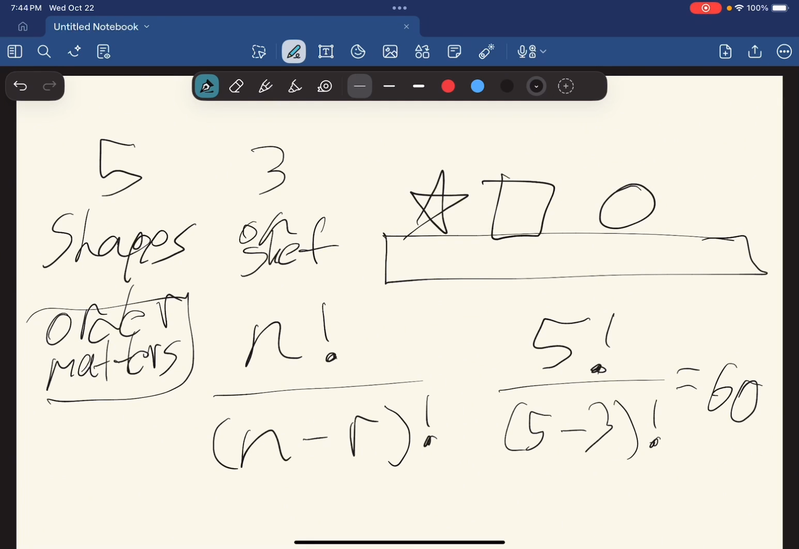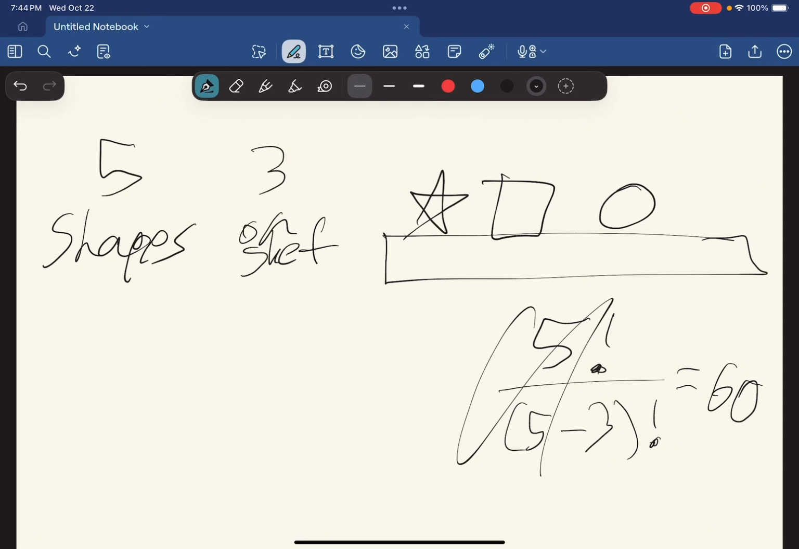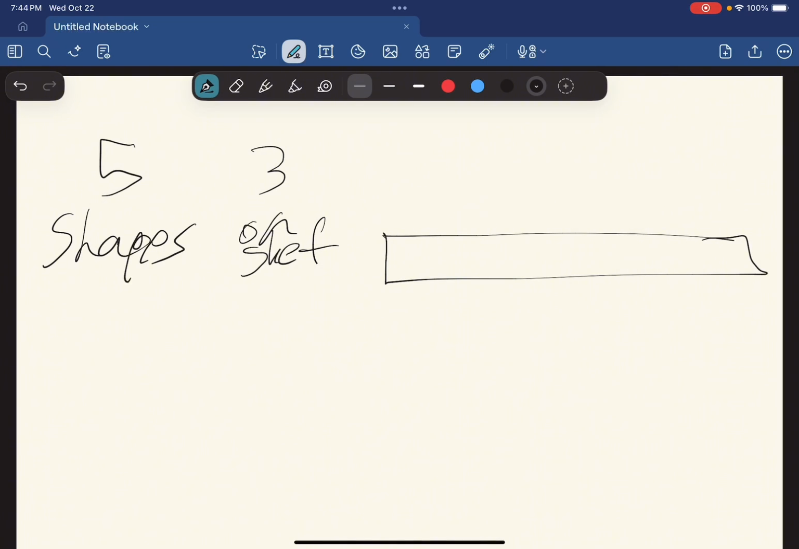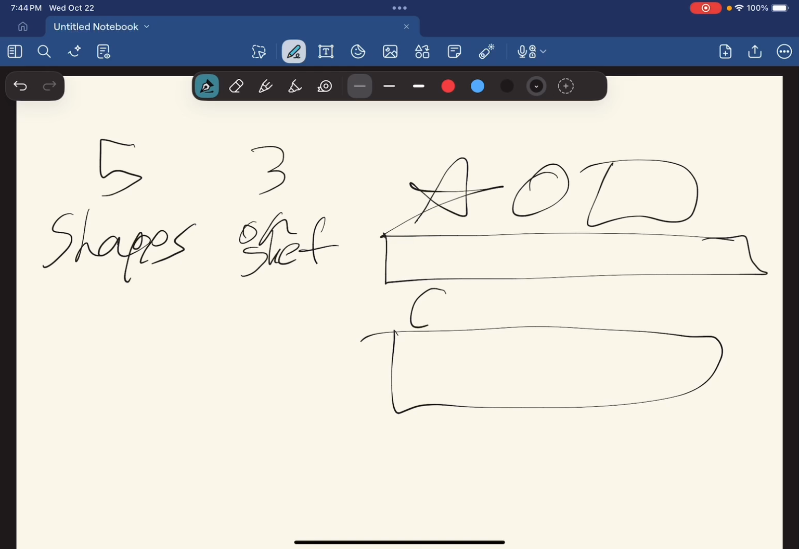But say order didn't matter. This is counted essentially as the same thing as that, where order doesn't matter. You can have it in any order you want, and it wouldn't count as a different outcome. So that's when you use combination. With combinations, there are fewer outcomes, because you wouldn't count things twice.